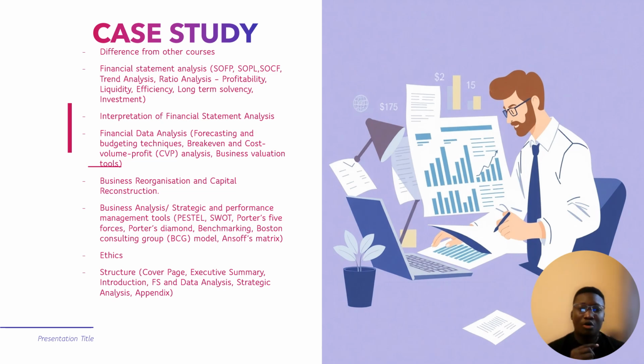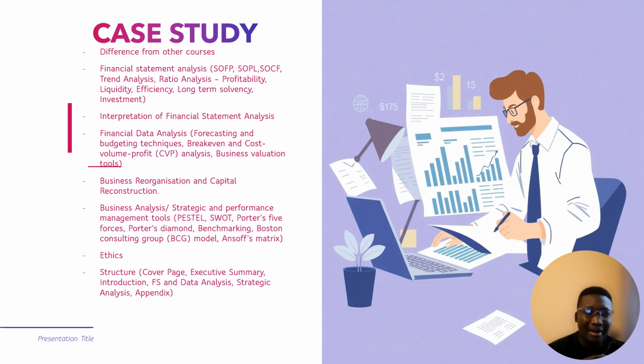The structure of the case study. You start with your cover page, one page. If you want to do a table of contents, you can put it after your cover page. Then the executive summary, two pages. In the executive summary, you talk about your scope and how the structure will be. Then you go to what you got for requirement one. Talk about the conclusion, the recommendation.